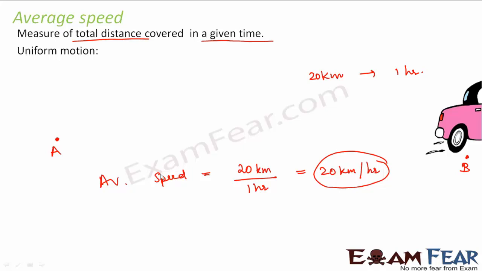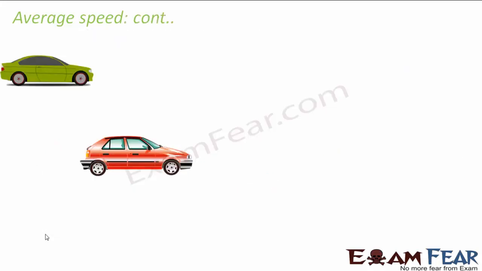Now, the speed of the car is the same as the average speed of the car in this case, because the car is covering equal distances in equal intervals of time. That means in every 1 hour, it is covering 20 kilometers. Correct? Since it is moving in uniform motion, we can say that the speed is the same as the average speed. If you plot a graph for uniform motion, it is somewhat like this. Now let us look at an example of non-uniform motion.